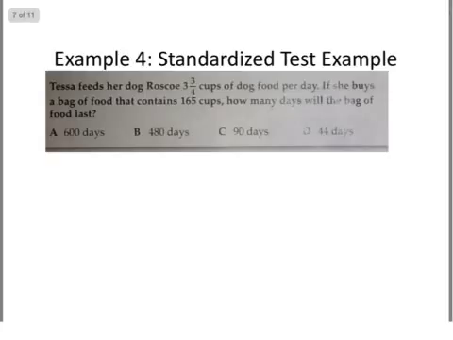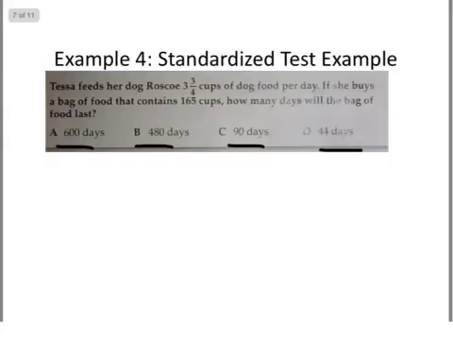These types of problems are often found on standardized tests, so take a look at example 4. Tessa feeds her dog Roscoe 3 3/4 cups of dog food per day. If she buys a bag of food that contains 165 cups, how many days will the bag of dog food last? We have some answer choices here, and I like standardized tests because the answer is often on the page, and so that gives us a unique way of finding the solution.